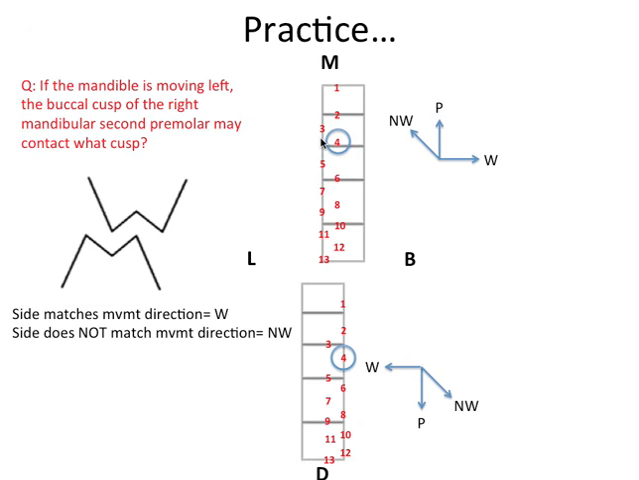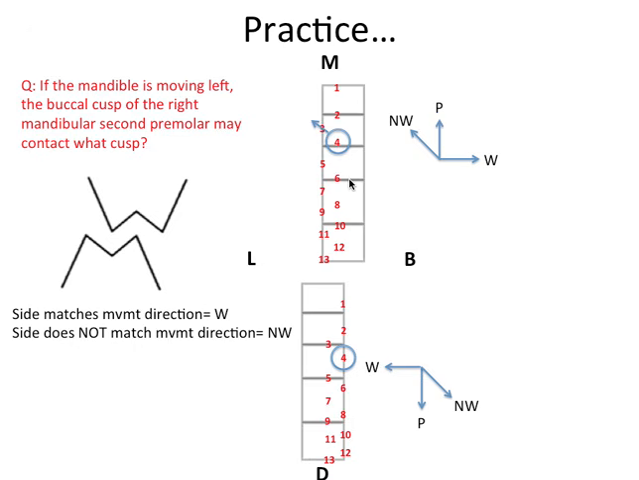And the last thing to do is determine the movement. Because we're moving left and we're looking at the right side of the mouth, the side does not match the movement direction. So we're talking about non-working movement. We can draw in this non-working arrow right here, and it will hit the distobuccal surface of the lingual cusp of the maxillary first premolar. And that's pretty much it.